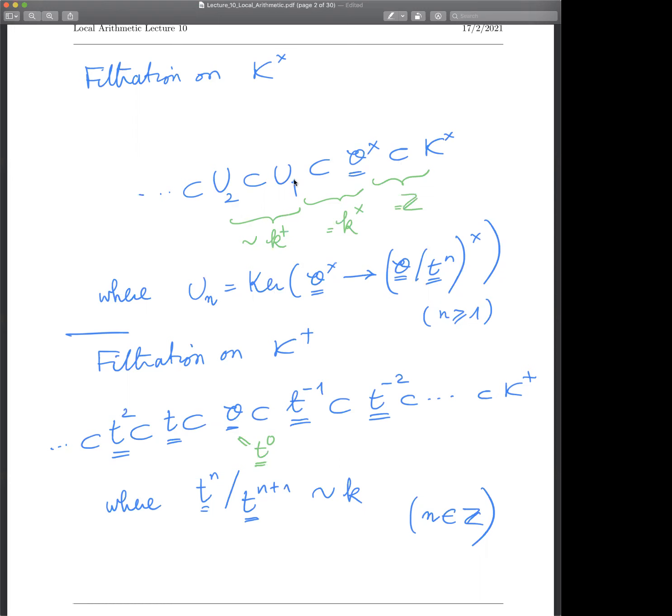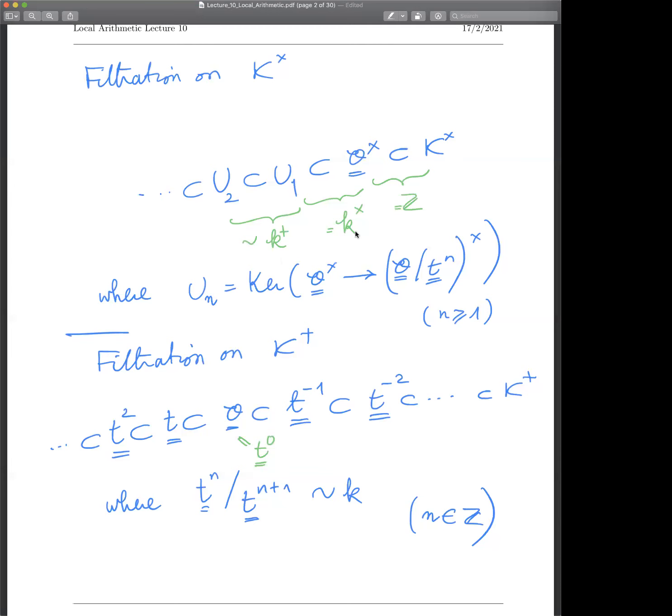And here are the successive quotients of this filtration. What is K star modulo O star? It is equal to Z. That's what the valuation VT gives me. It gives me an isomorphism from K star modulo O star with Z. What is O star modulo U1? More or less by definition, it is little k star. What is U1 modulo U2? This can be seen to be isomorphic to the additive group K plus.